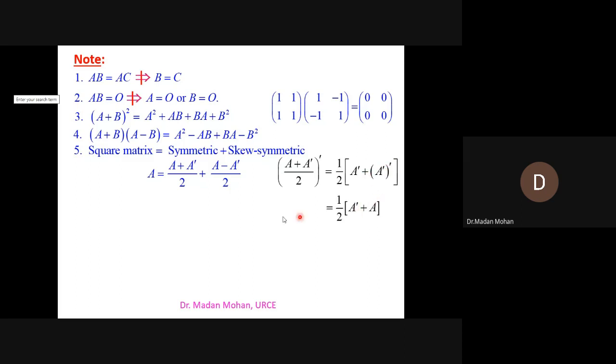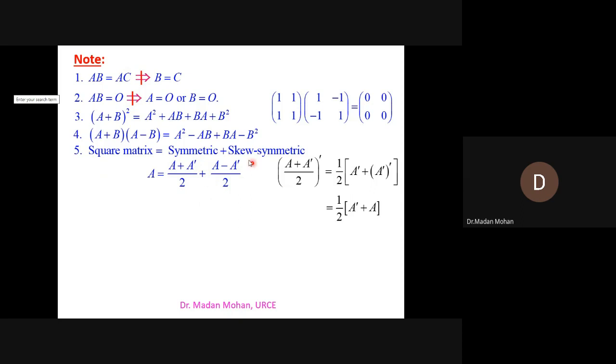So this is the same as this, because A plus B is B plus A. You are getting the same matrix. B transpose is B only. B transpose is B means this matrix is symmetric. Its transpose is itself. Hence, (A plus A transpose) by 2 is symmetric.